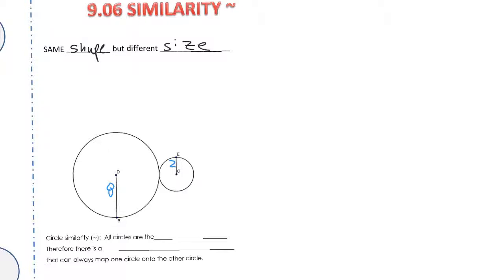Today we're going to be talking about circle similarity. And thinking back to what we know about similarity, if we have the same shape with the same angles, but they're different sizes, these are similar shapes. So for example, all 30, 60, 90 triangles are similar, and we could use a scale factor or set up a proportion.